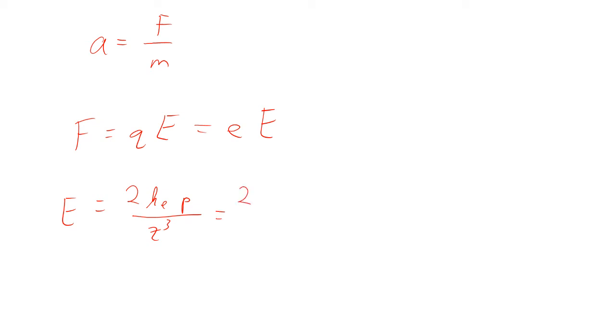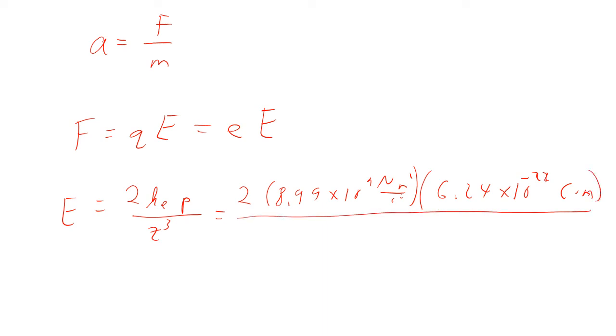So that would be 2 times 8.99 times 10 to the 9 newton meter squared per coulomb squared times the p, the dipole moment, 6.24 times 10 to the minus 30 coulomb meters, divided by, I said it was 142 nanometers, so that's 142 times 10 to the minus 9 meters, and that's cubed. So the electric field turns out to be equal to 3.92 times 10 to the 9 newtons per coulomb.